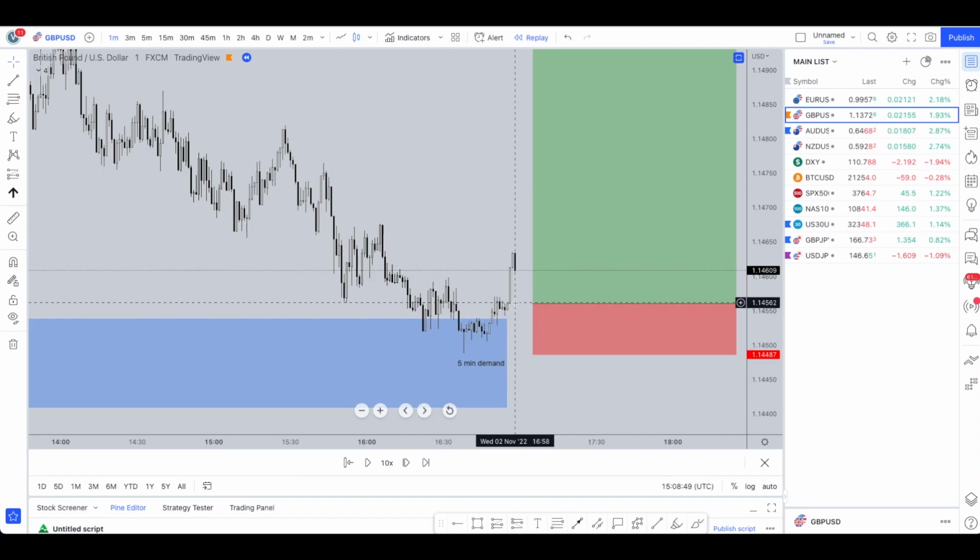And then we also see a nice imbalance being formed over here, and it was at this moment here that the structure was really broken. So this is why I went for my entry within this region here.